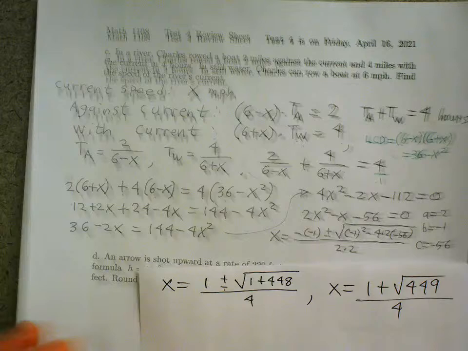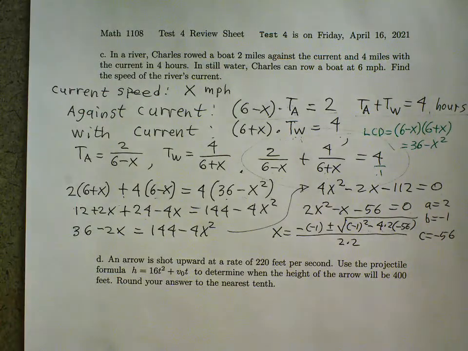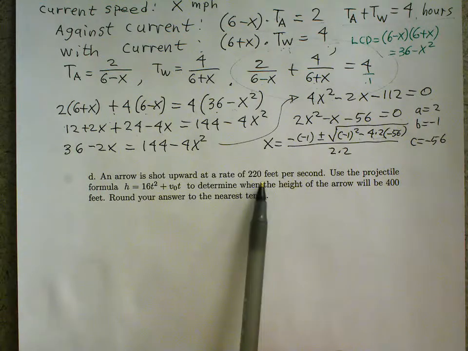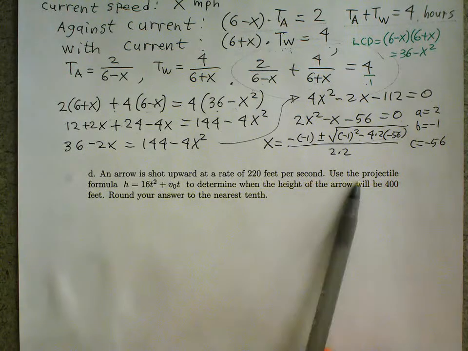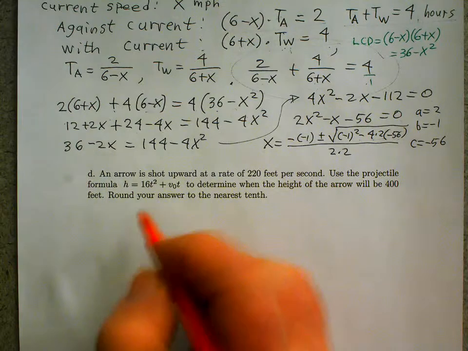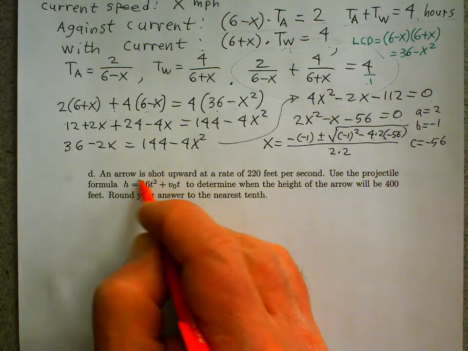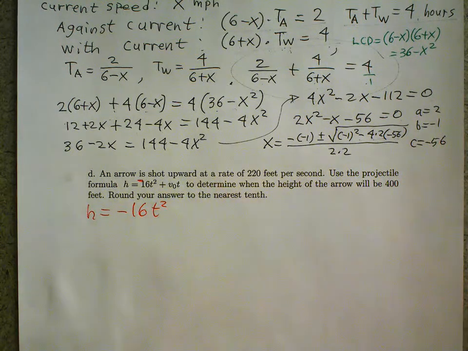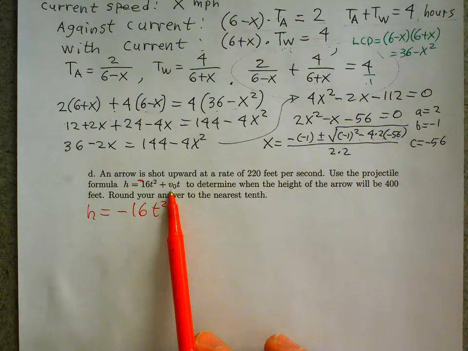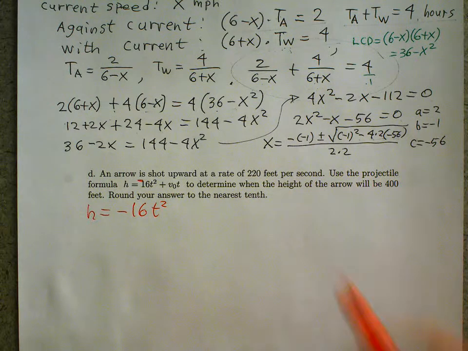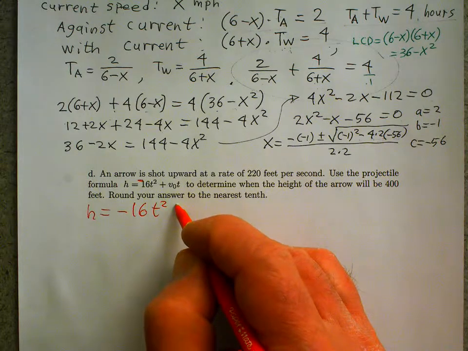Okay, let's look at the next problem, part D. An arrow is shot upward at a rate of 220 feet per second. Use the projectile formula. The projectile formula should be h equals negative 16t to the second. And then v sub 0 represents the initial velocity, which is given to be 220 feet per second. So we'll write that as plus 220t.